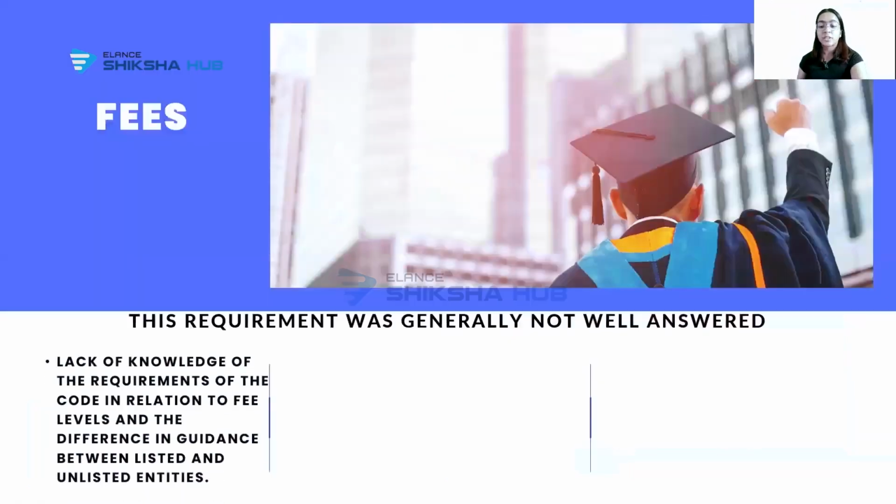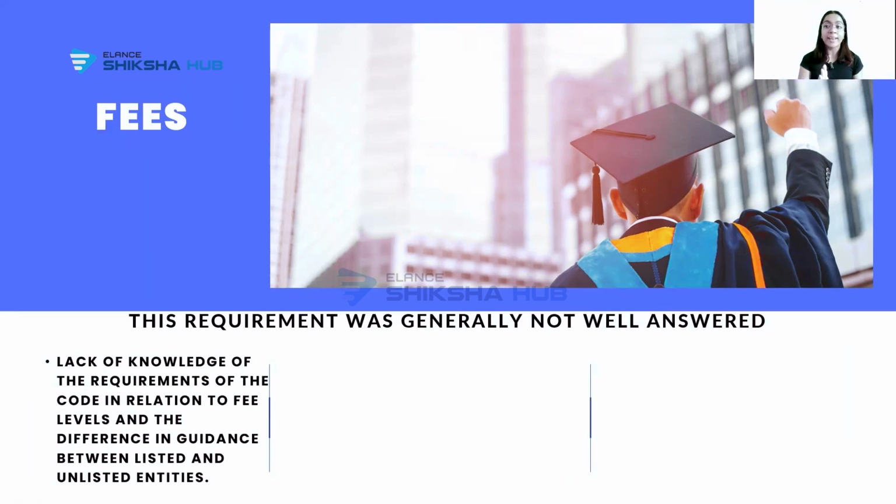So, fees, the examiner has clearly told us that this was not well answered. Why? Because students were more specific towards the current, they did not consider the future. Lack of knowledge of the requirement of the code in relation to the fee level and the difference in guidance between listed and unlisted. Yes, I have even seen it in my live classes also, that you guys have a lot of confusion regarding the ethical needs of a listed company and an unlisted company, which should not be the case.